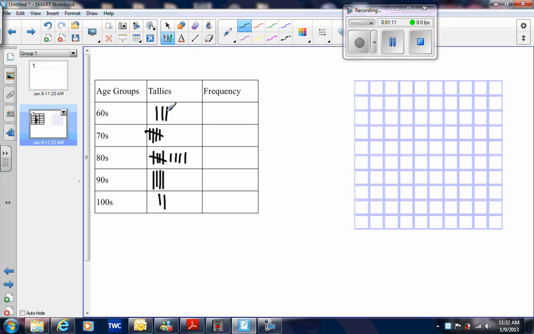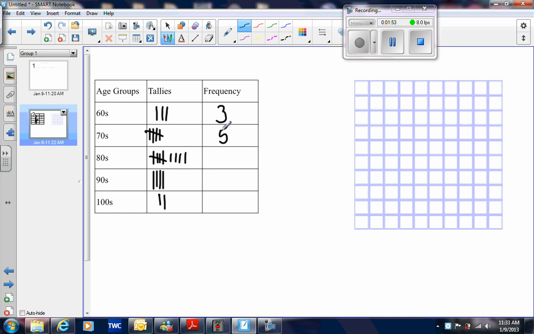As I talked to them, this is just pretending I did this, I went through and talked to them and had a sheet and just asked if they were in their 60s or 70s or 80s or 90s or their hundreds. These tally marks would be each person that I talked to. As you can see, there are 3 people that I talked to that were in their 60s, 5 people here that were in their 70s, 9 people that were in their 80s, 4 people that were in their 90s, and 2 people that were in their hundreds.